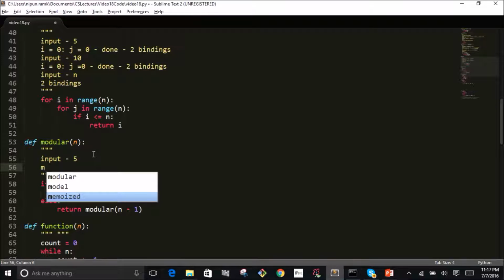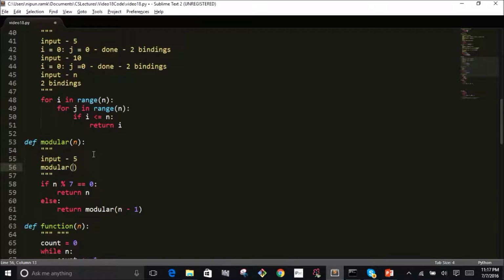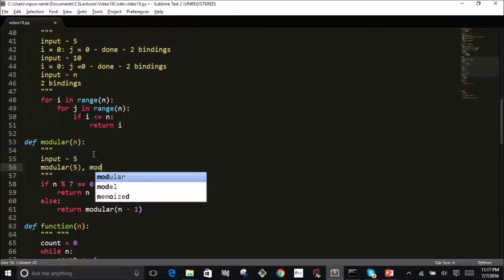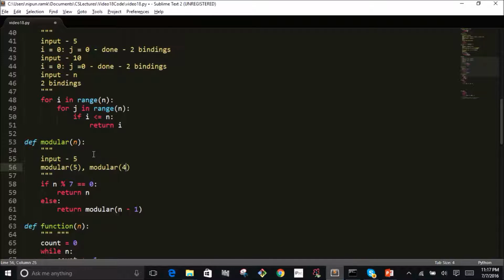We start off with modular 5 because that's our initial function call, and then we get modular of 4, and then when are we going to stop? When we get to a number that's divisible by 7. That's 0. So this is going to go all the way down to 0. Just so we're clear, how many calls is this? This is 6 calls to modular.